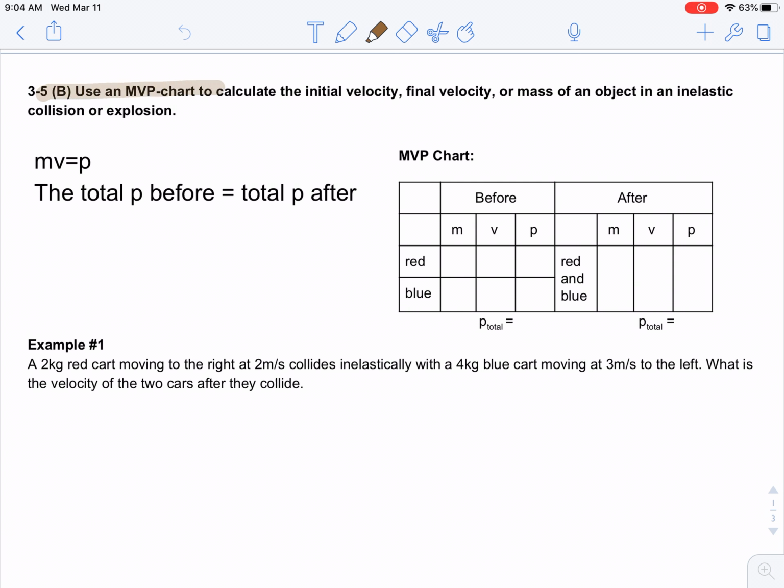Alright team, let's use an MVP chart to calculate the initial velocity, the final velocity, or mass of an object in an inelastic collision or explosion. Okay, so this is pretty much a math problem, but luckily for us, we got a really nice graphic organizer to help us along the way, but there are some things that you definitely need to know.